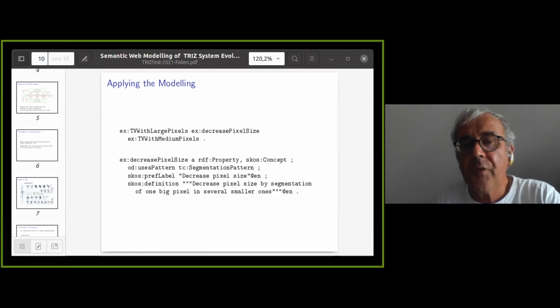So this semantic web form, all this material, is available on GitHub in the public domain. So mainly other people can join these efforts. So far, no one has joined it, but we are trying to put this in a certain direction.